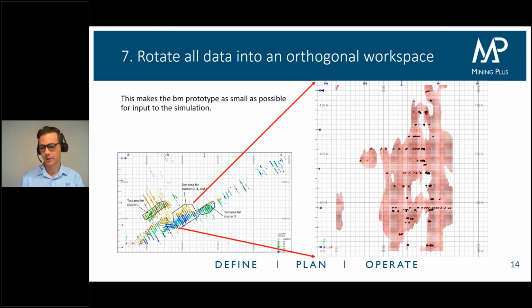So if you have something that's striking 58 degrees azimuth, then you're going to create a lot of points in the block model prototype that are basically useless, unnecessary. But if you rotate it, then you can make the prototype a lot smaller. And so that's what we did there. And you can see the output on the right-hand side.